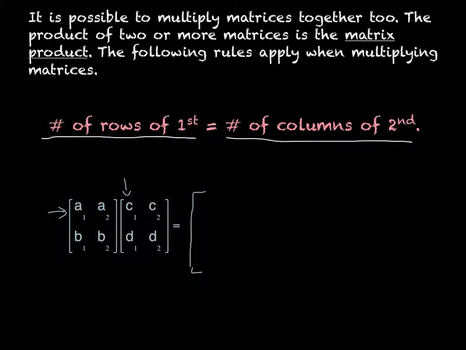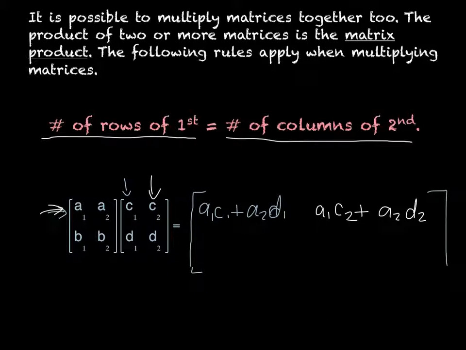So my first row, first column answer is going to be a sub 1 times c sub 1 plus a sub 2 times d sub 1. Okay, so that's my first row, first column. My first row, second column answer is going to be a sub 1 times c sub 2 plus a sub 2 times d sub 2. And that is my first row, second column answer. My second row, first column answer is going to be b sub 1 times c sub 1 plus b sub 2 times d sub 1.